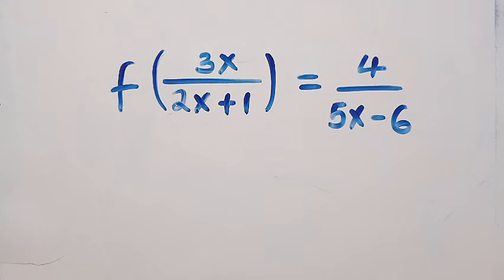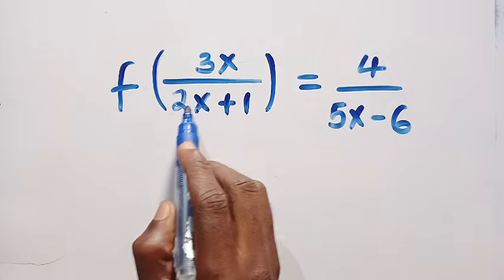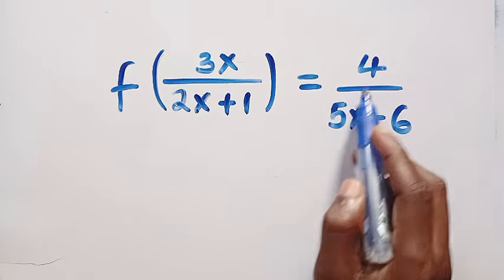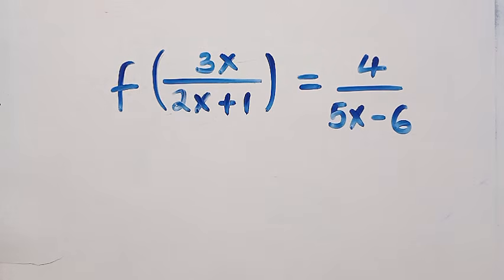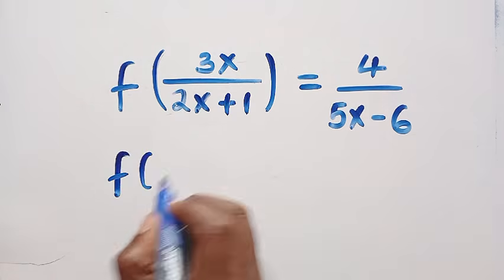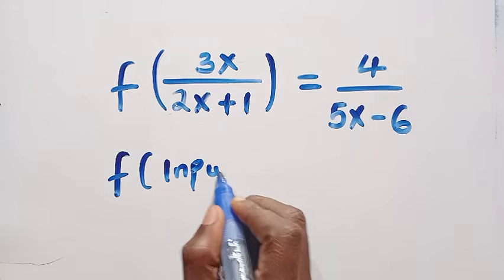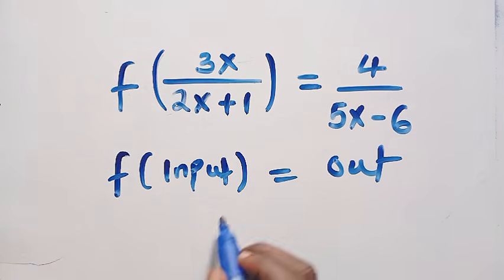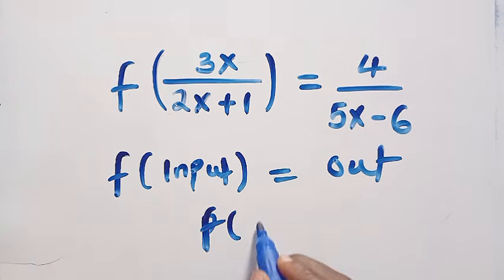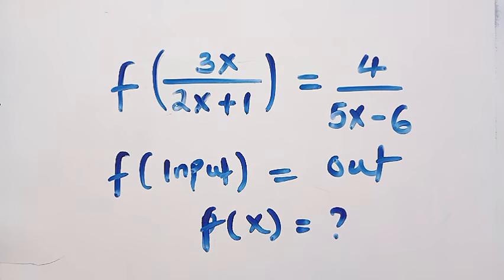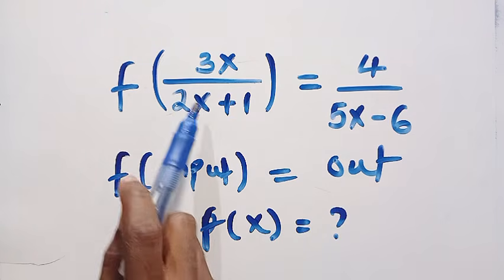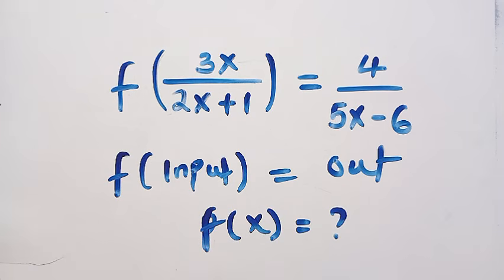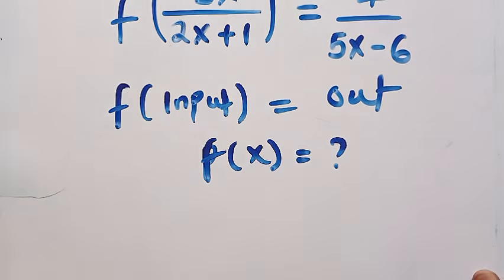Nice functional equations. We have f of 3x over 2x plus 1 equals 4 divided by 5x minus 6. We want to find f of x, given that we have f of an input and an output. But what we are trying to get is f of x, so we want to reduce the input to only x. To achieve this is very simple, as we are going to be applying a substitution approach.